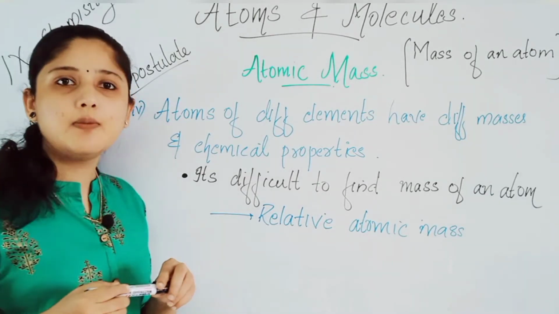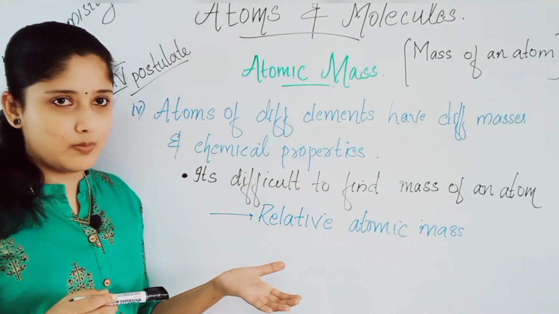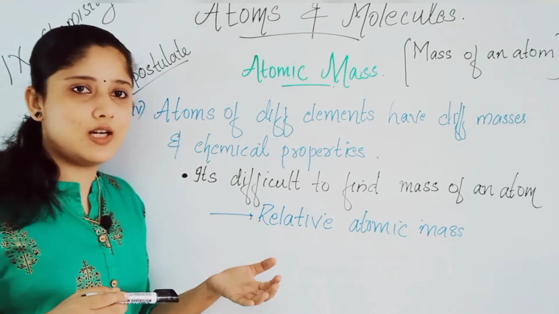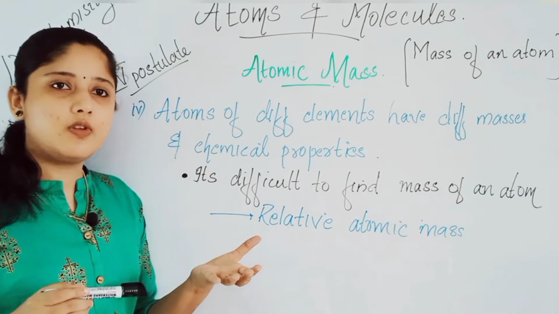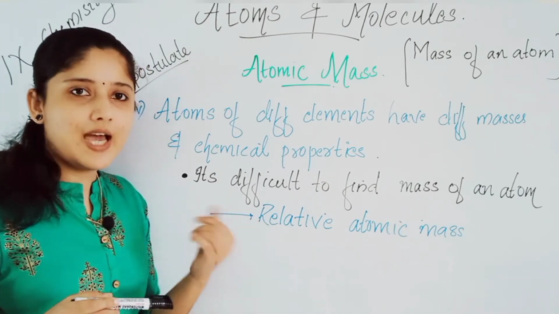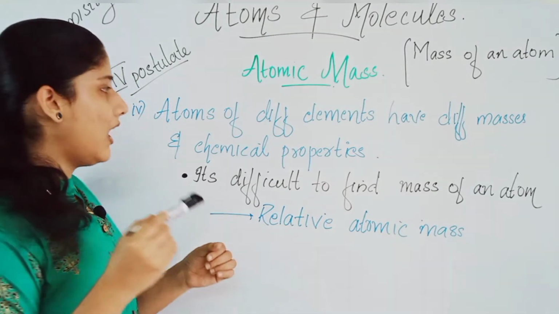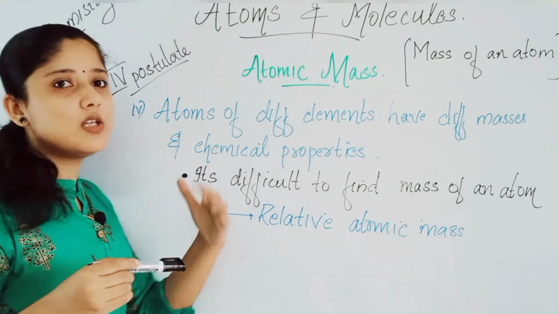As the name suggests, what is atomic mass? The mass of an atom. About atom we already studied, isn't it? We said that we cannot find the size of an atom directly. For that we refer to the atomic radii. Now we are going to discuss the mass of that atom.